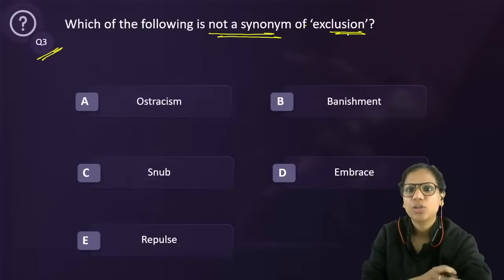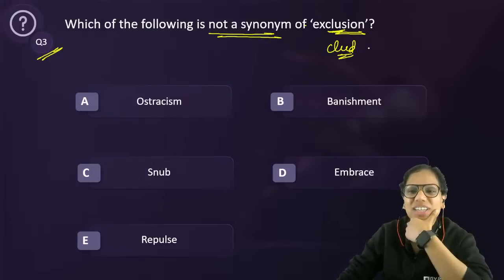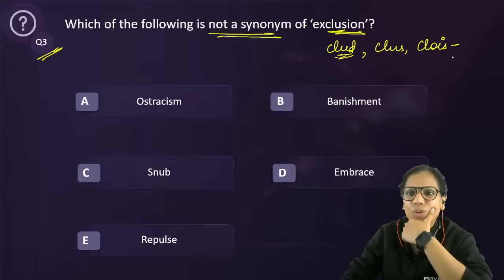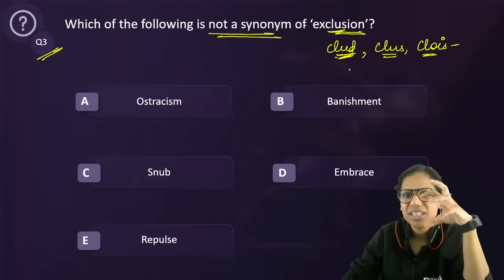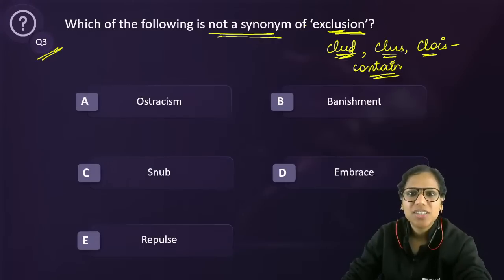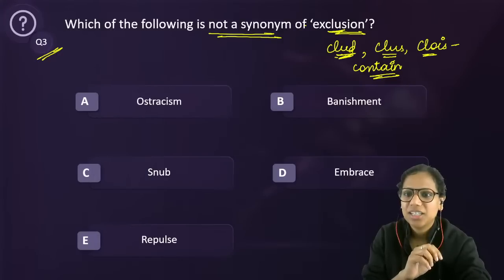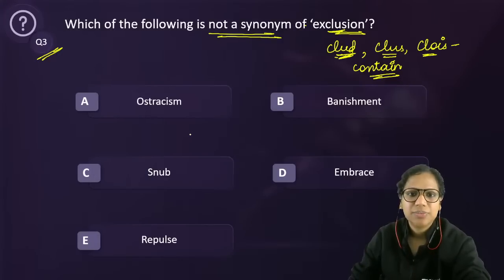Question 3: not a synonym of exclusion. So exclusion: clud plus clois, what do they refer to? Cluster, cloister, include, exclude. It means to contain something within another thing; exclude is not contain. What is the synonym? Not a synonym, बताना है. Question ढंग से पढ़ना. Okay.